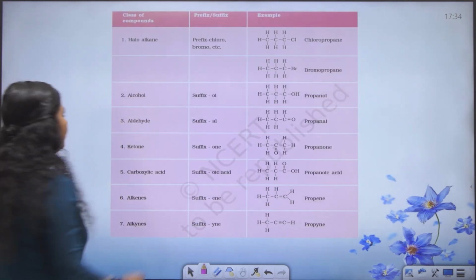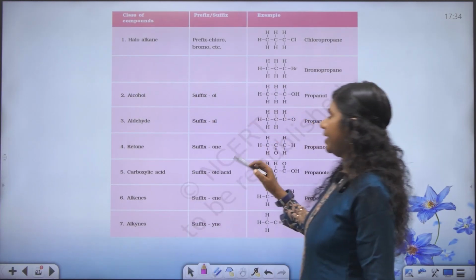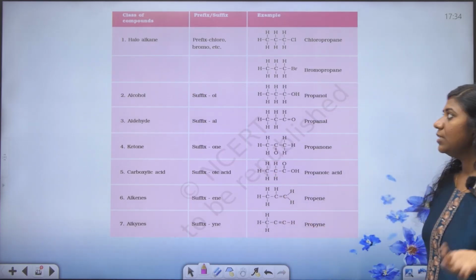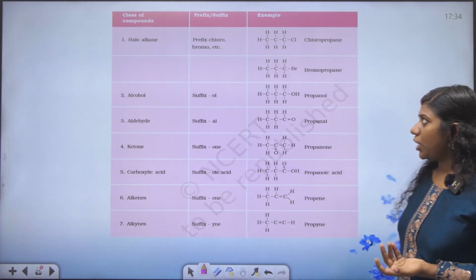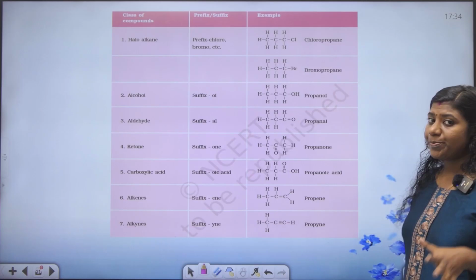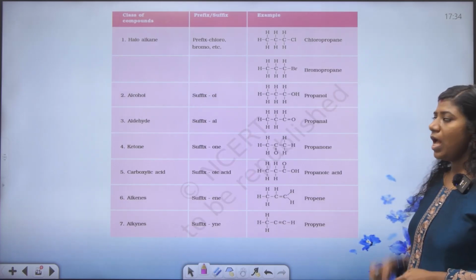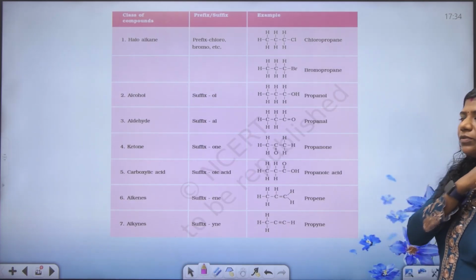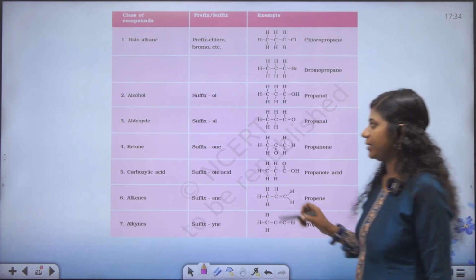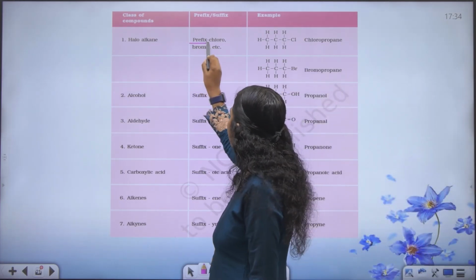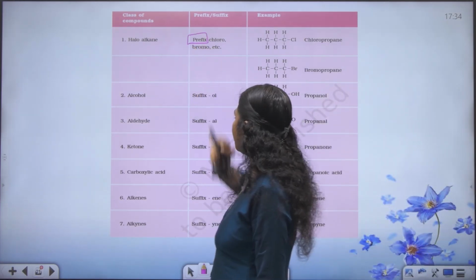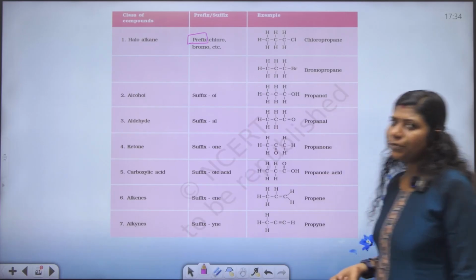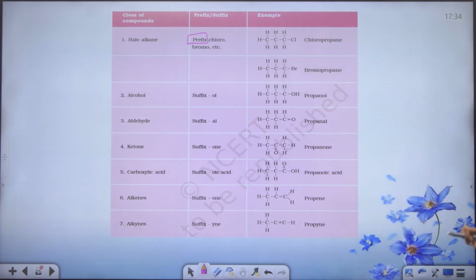See this one, for example, haloalkanes. If the functional group is chlorine, use the prefix chloro. If the functional group is bromine, use the prefix bromo. The halogen is used as a prefix: chloro for chlorine and bromo for bromine.